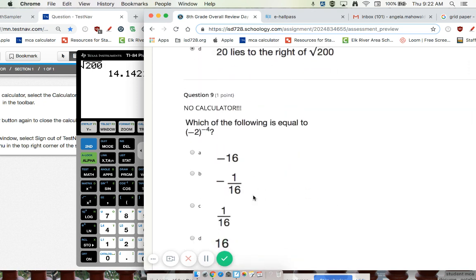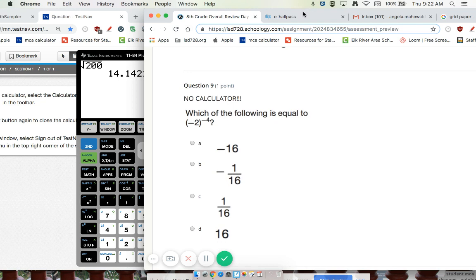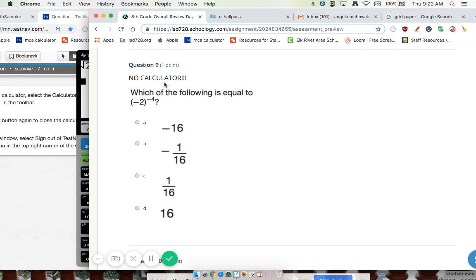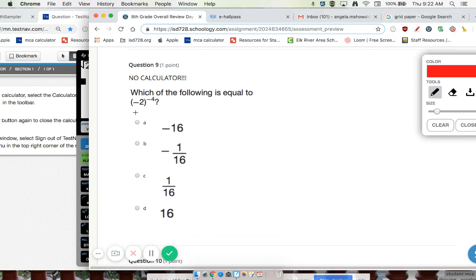Moving on to question number 9. No calculator. Which of the following is equal to (-2)^-4? So I have a negative exponent, and when I have a negative exponent, I need to bring it to the bottom. So it's going to be 1 over (-2).